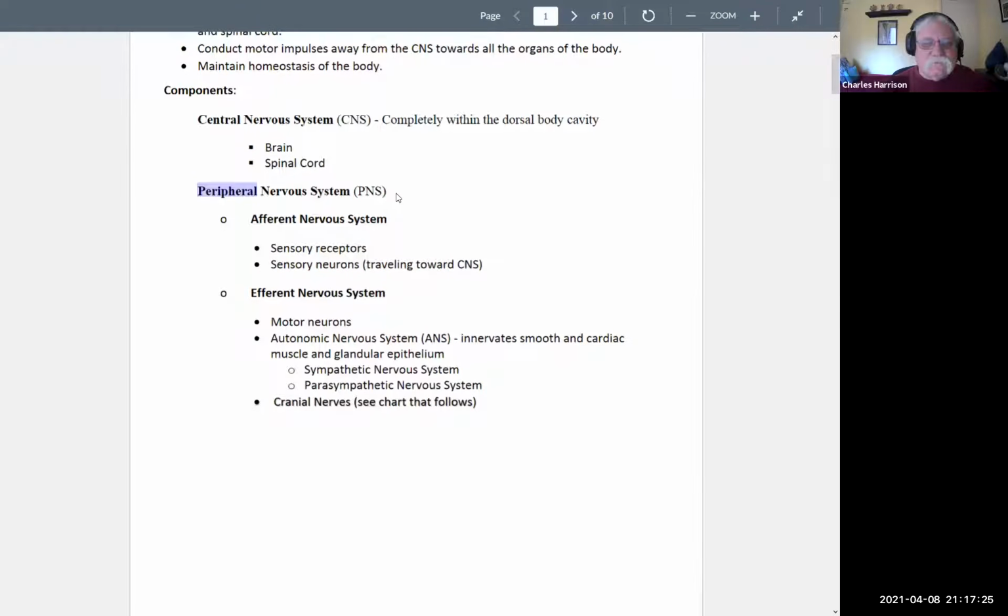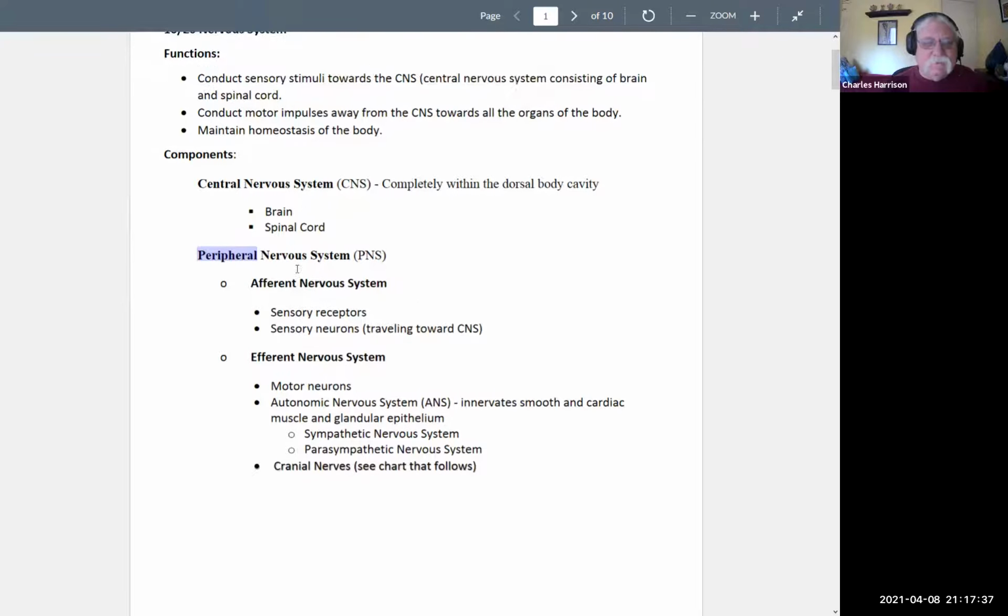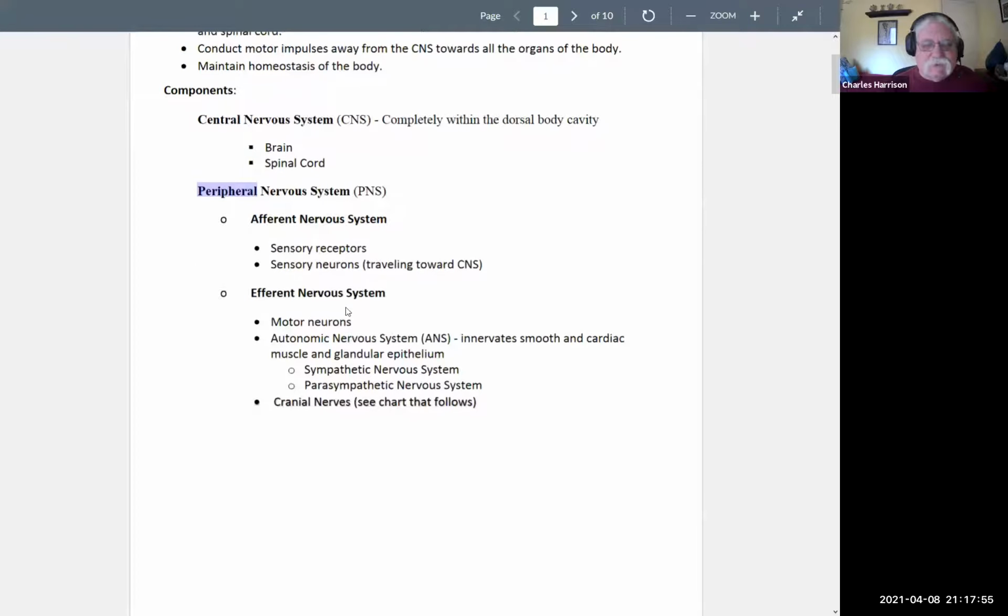The peripheral nervous system consists of the afferent nervous system. Those are the sensory receptors and the sensory neurons coming in, conducting sensory stimuli towards the CNS. So this part of the peripheral nervous system is also known as the afferent nervous system. The part of the nervous system that conducts motor impulses away from the brain or spinal cord is the efferent nervous system. These are motor neurons that we have here.